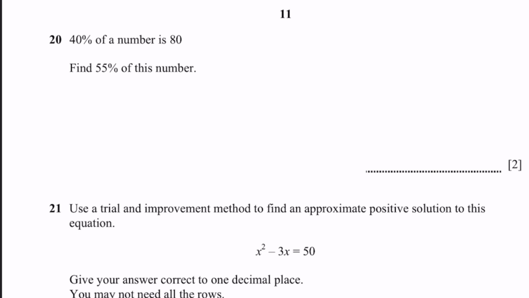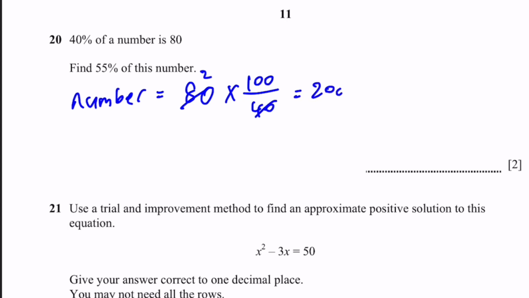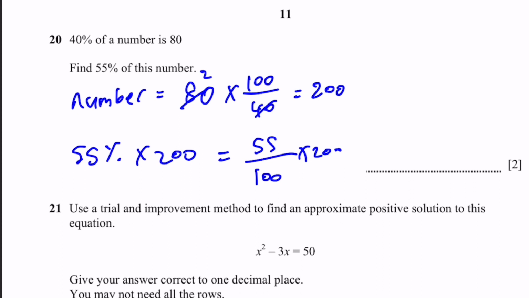20. 40% of a number is 80. Find 55% of this number. So the number is equal to 80 into 100 by 40. So we can cancel to get 200. Now to find 55% of 200, multiply, we get 55 by 100 into 200. We can cancel out the zeros here. So we get 55 into 2, which is 110. That's the answer. Question 21.